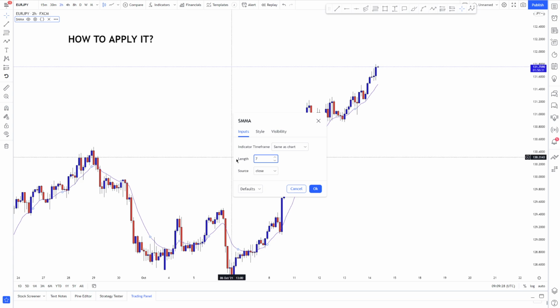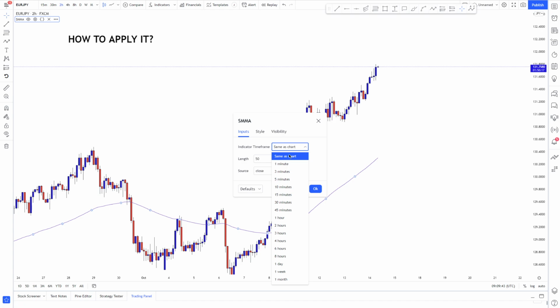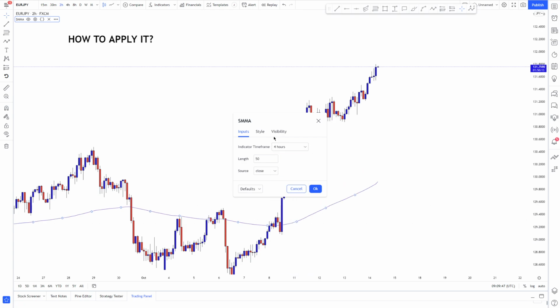You can of course select the length. We can do 50, 100, 200, whatever you feel. So let's do 50 for this one. And here we have the indicator time frame. You can select this however you like. As I said, I personally don't use moving averages below H4, so let's do H4. You can go to style and also select the colors to whatever you like.